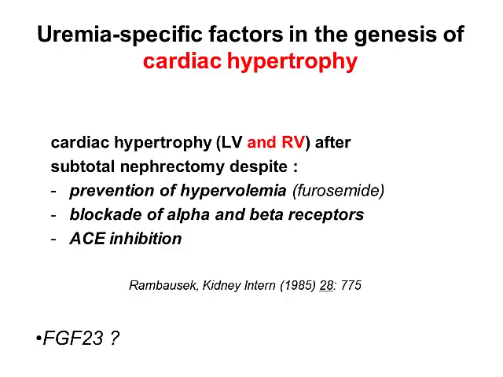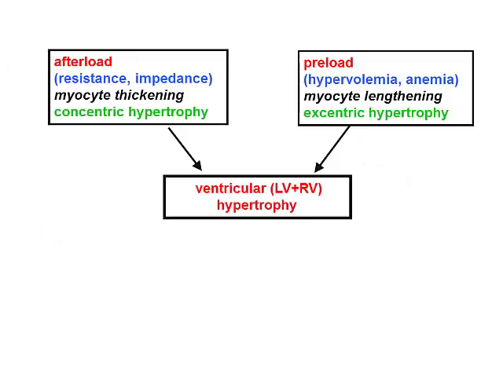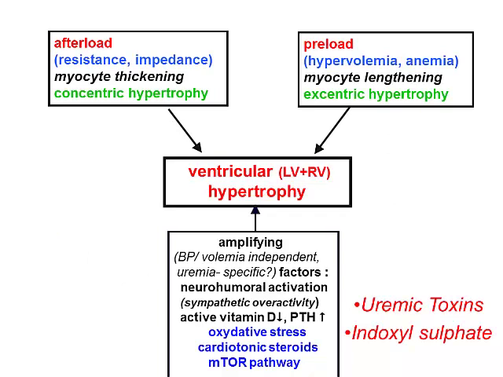We don't know. Is this a reason to think about FGF23 in clinical medicine? I think it is, but it has to be proven by appropriate clinical trials, of course. This is cardiac hypertrophy again in subtotal nephrectomy, and you see when you do subtotal nephrectomy, the cardiac hypertrophy is dramatic, and even with treatment with furosemide and metoprolol, it's not changing. So this is an intrinsic system.